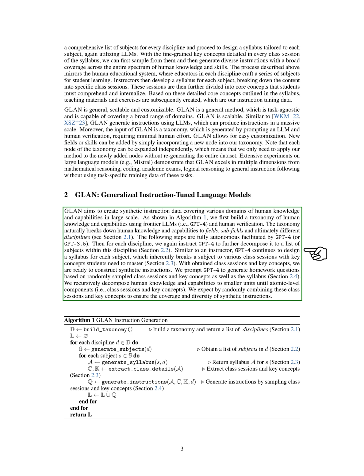To achieve this, we start by creating a detailed classification system, or taxonomy, of human knowledge and capabilities. This involves using advanced language models like GPT-4, along with human checks, to ensure accuracy and comprehensiveness. This taxonomy helps us organize human knowledge into broad categories, which are then divided into subcategories and specific disciplines. Once we have our taxonomy, we move on to breaking down each discipline into a list of subjects.